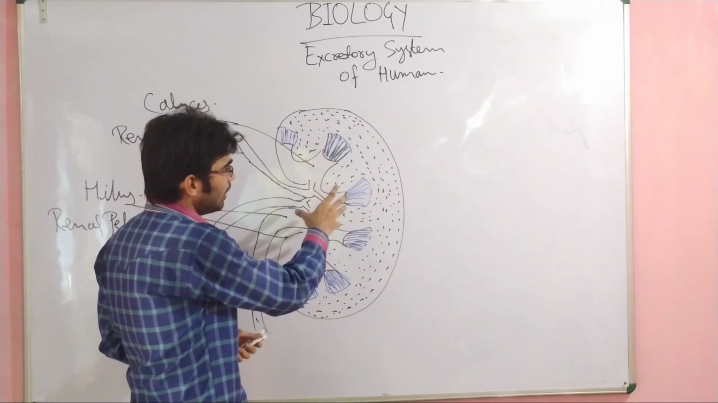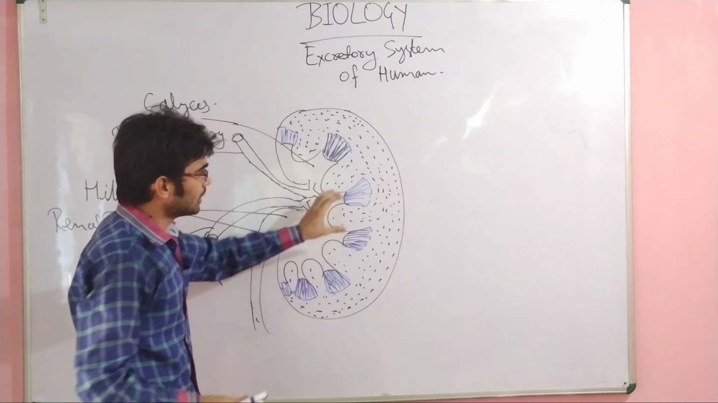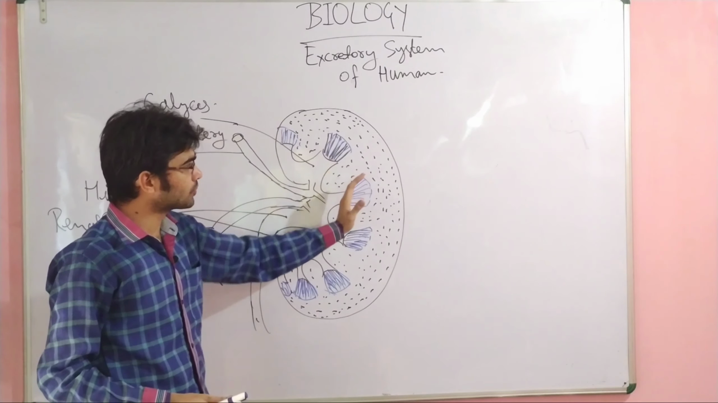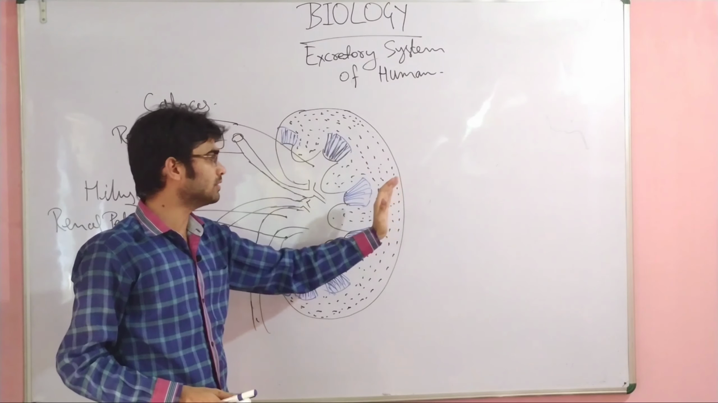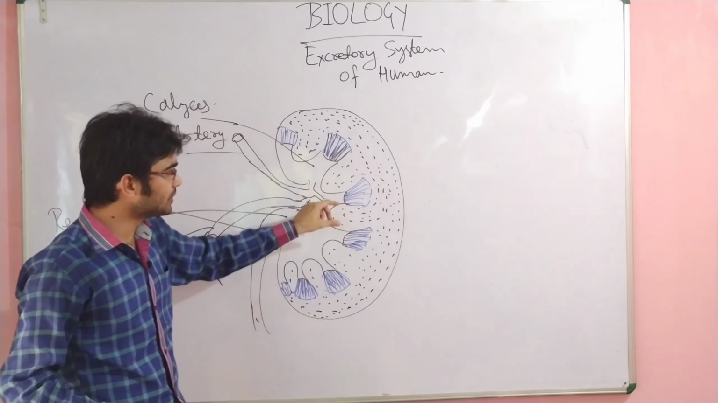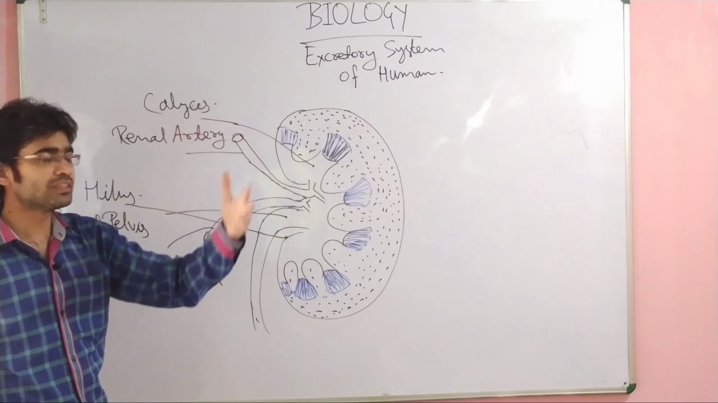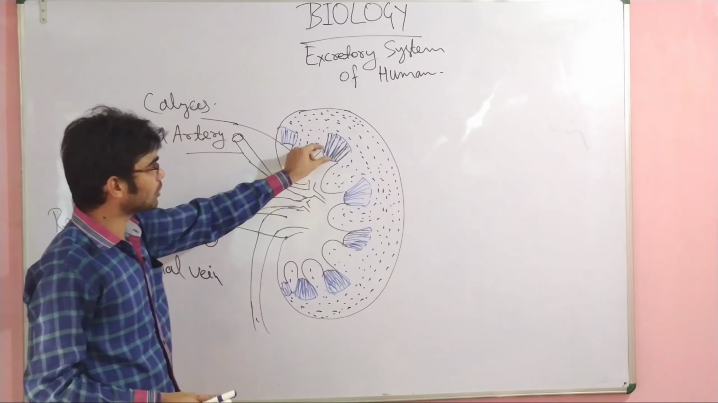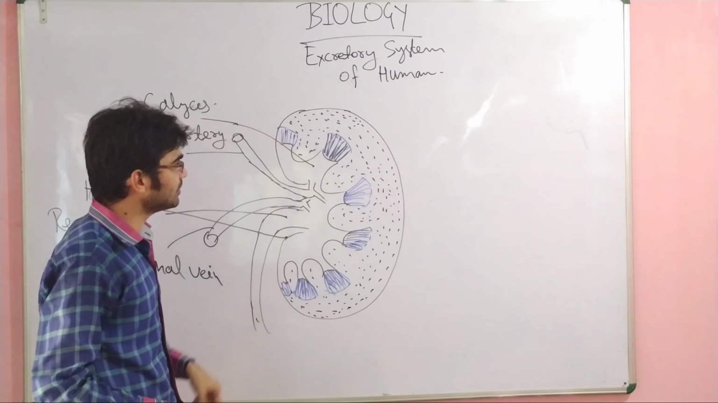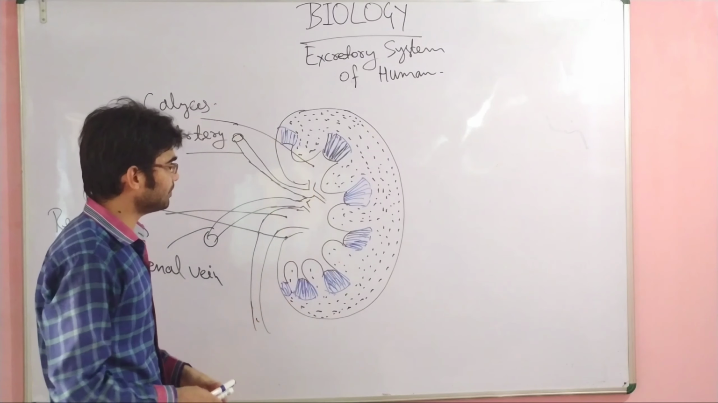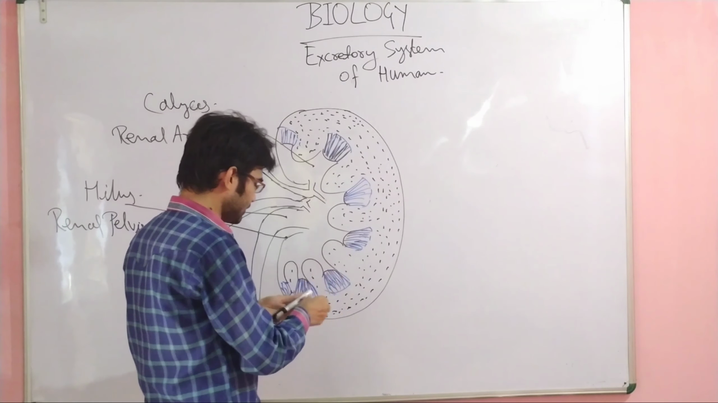See, the medulla has two parts. The broader end lies outside towards the cortex region. And the conical end is fitted to the calyces, which may be major or minor calyces. The conical structure is towards the pelvis region. So this is the structure.